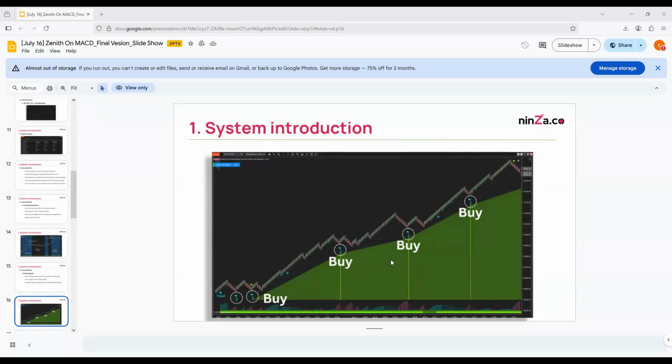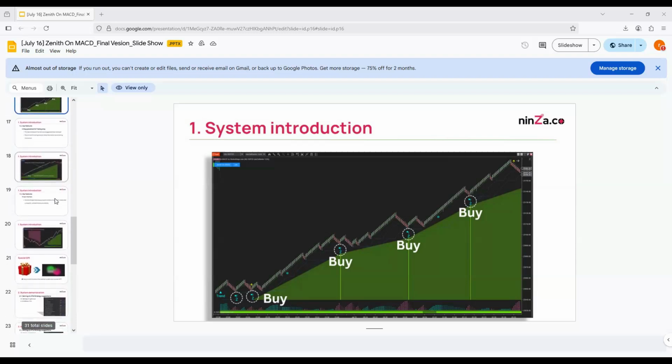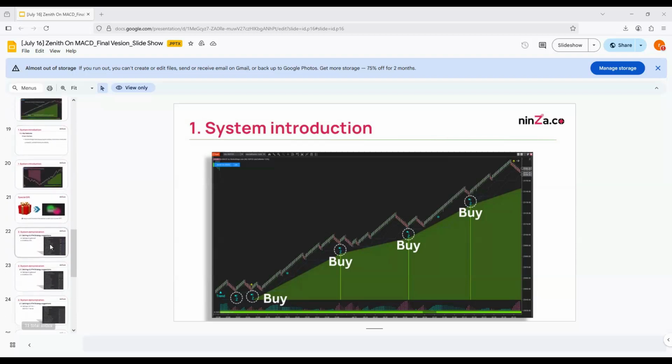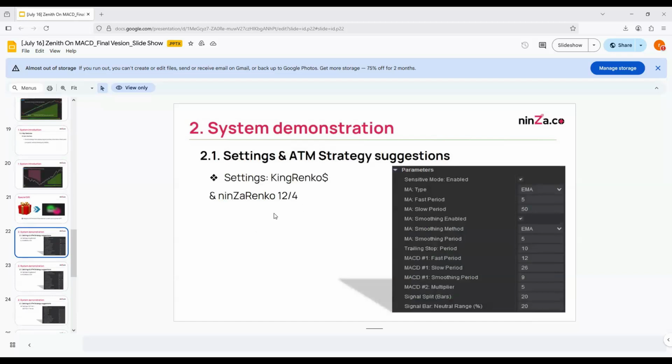And for the King Renko bar, they actually have, I'm going to see if I can find it now, just to show you, they actually have a setting. This is the one I used, I think, for the YM. I used the 12.4 King Renko. We're going to be seeing it in a minute. And I used their settings.